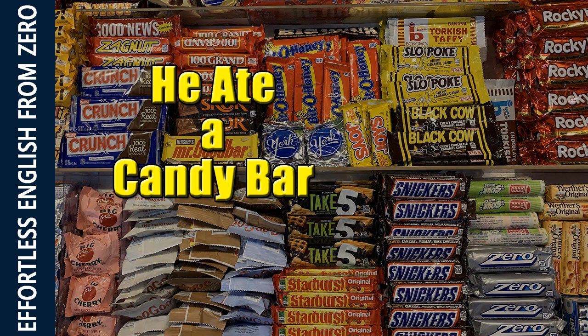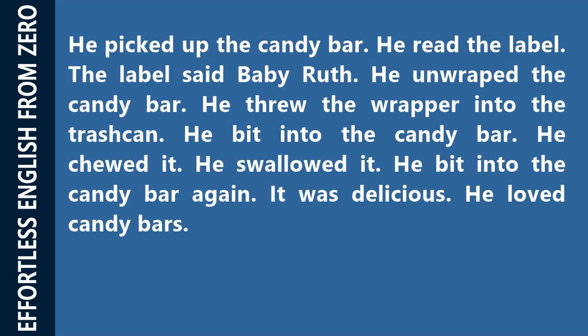He ate a candy bar. Listen and repeat. He picked up the candy bar. He read the label. The label said Baby Ruth. He unwrapped the candy bar. He threw the wrapper into the trash can. He bit into the candy bar.